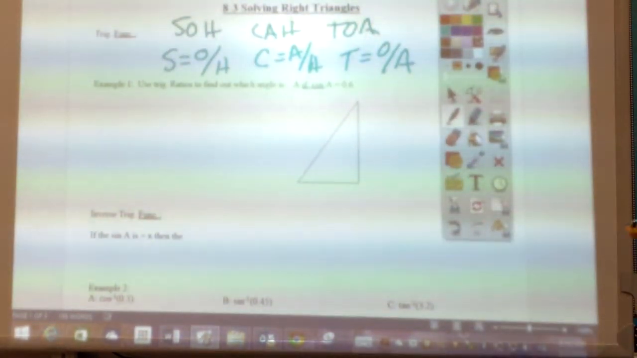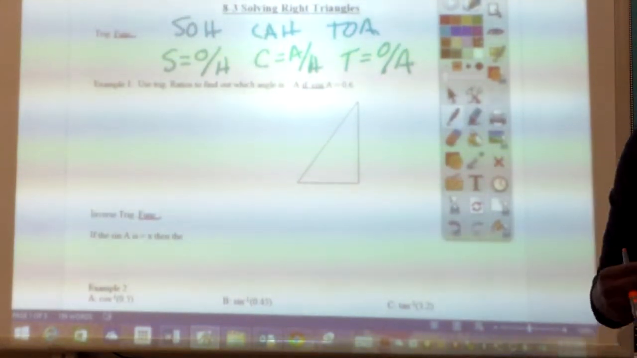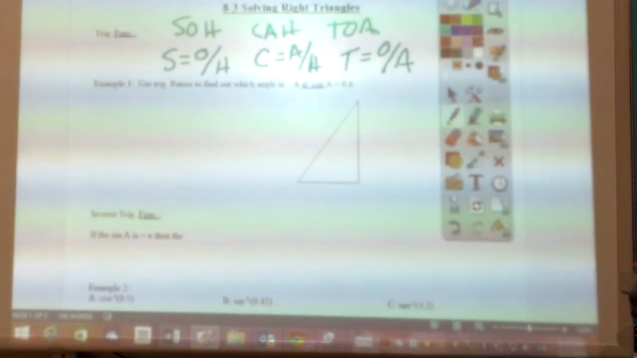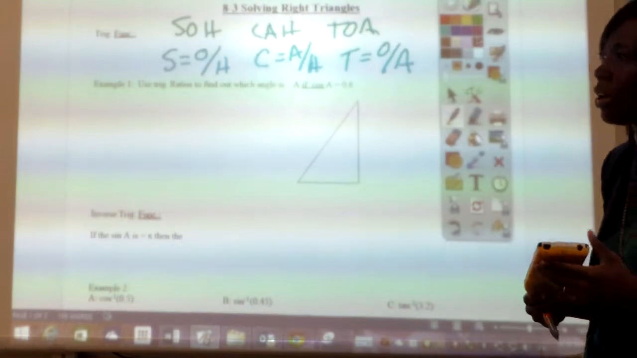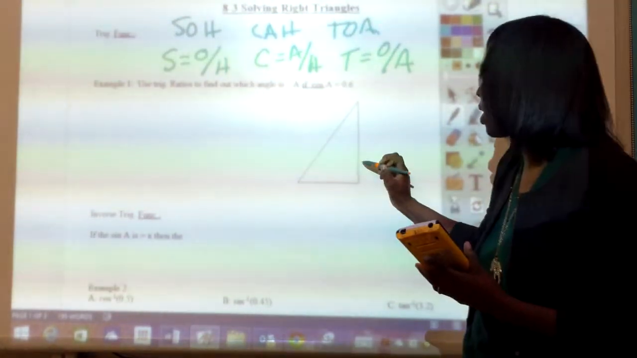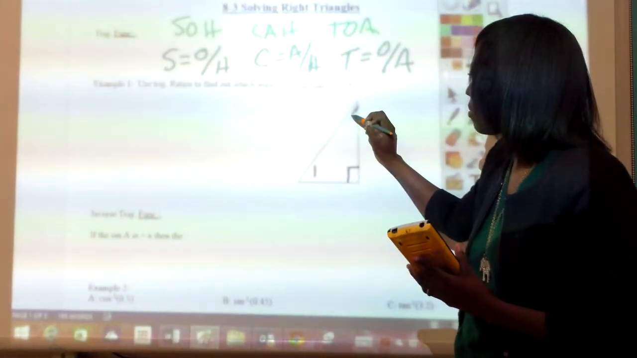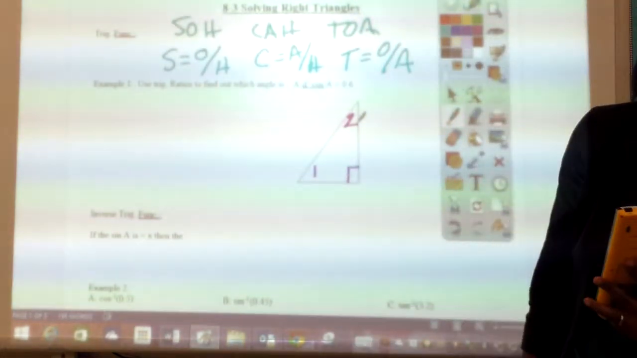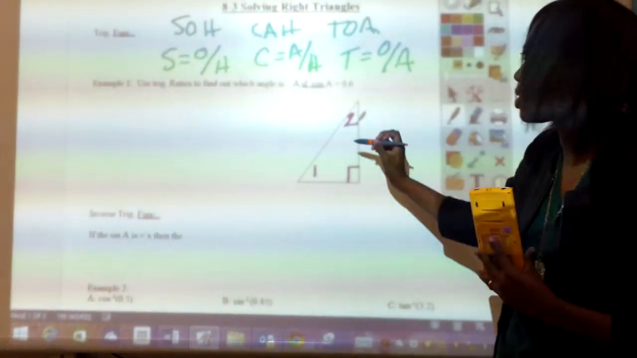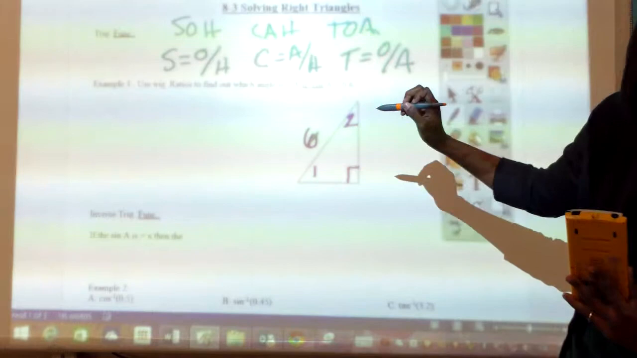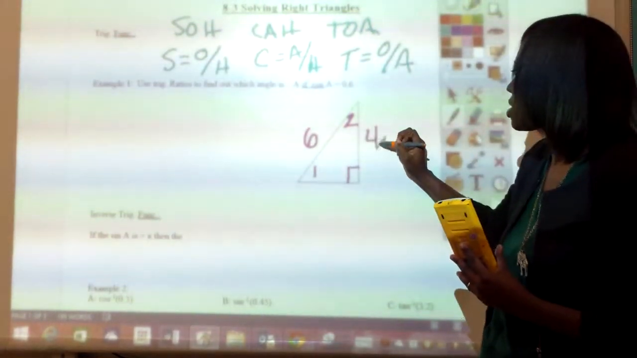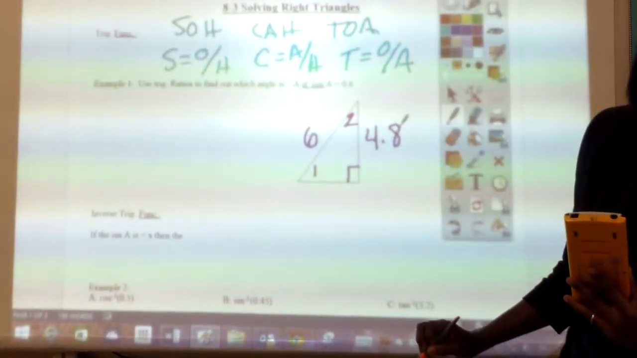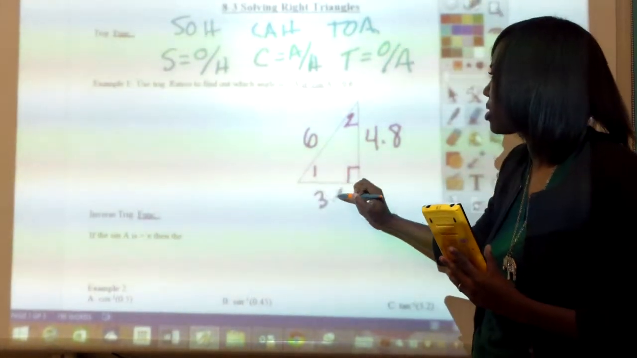Something that we're going over today is solving right triangles. So we're working our way backwards. We're figuring out how to find angle measurements when they're unknown. So we have this figure right here, and I'm going to label mine. That's angle 1 and angle 2. And they gave us that this side is 6 centimeters, this side's 4.8 centimeters, and this side is 3.6.